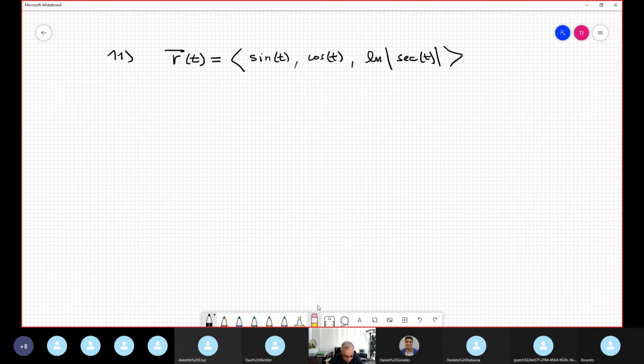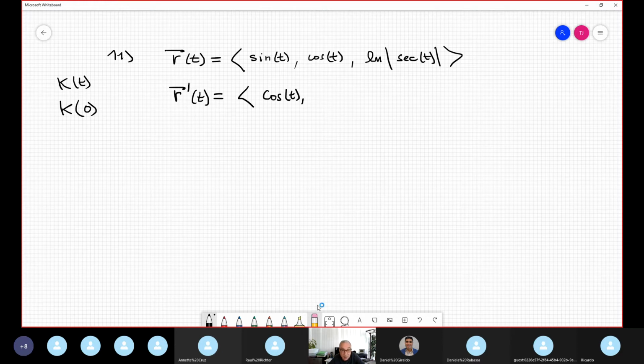The question says to compute the curvature at 0. This is good because the curvature expression is more complicated for any time t, but I take advantage that it's 0, so I evaluate at 0. But of course, in order to find the derivative, you do not evaluate at 0, because the derivative of a constant is 0, so it's totally wrong. So you start the differentiation. You compute the velocity, the first derivative. Derivative of sine, cosine.